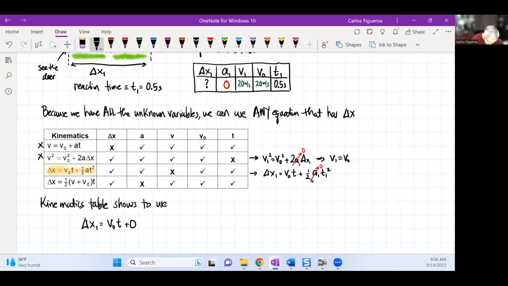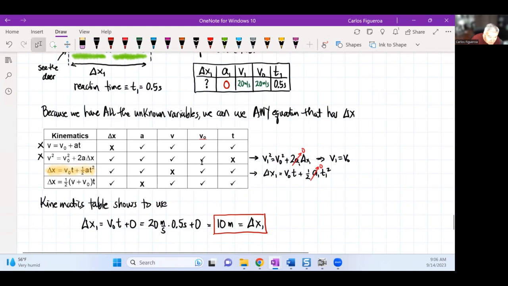So now I can mathematically put in my numbers. From the table, I'm going to write 20 meters per second. And then my time here is going to be 0.5 seconds. So that's going to give me 10 meters. In other words, my distance, delta x1, is 10 meters. So I have now solved for my first distance.